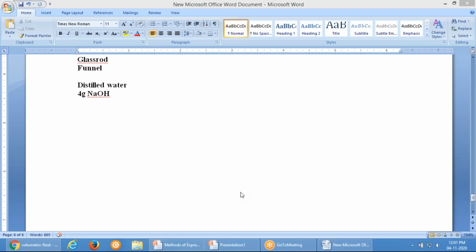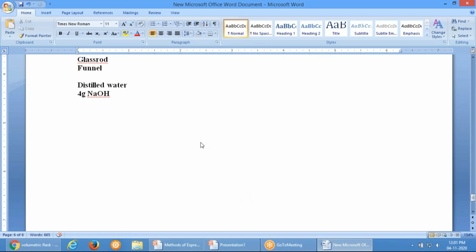So first you will weigh 4 grams of sodium hydroxide and dissolve it in a small quantity of water in a beaker. Using a glass rod, you need to stir and mix it so that the solid sodium hydroxide gets dissolved in water. Then transfer this beaker solution into a volumetric flask using a funnel. Then rinse this beaker also.